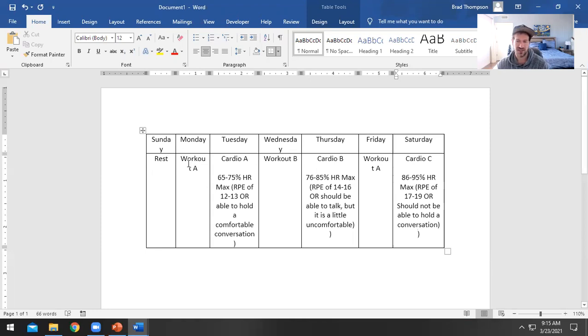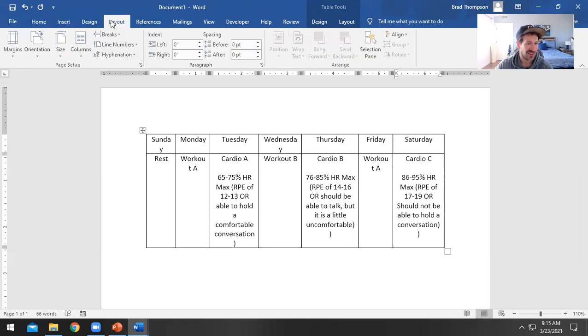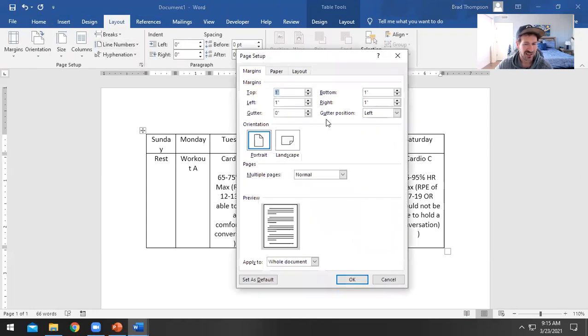Uh-oh. I don't have enough room on my table here. Hold on, I can fix that. Let's go with super narrow.